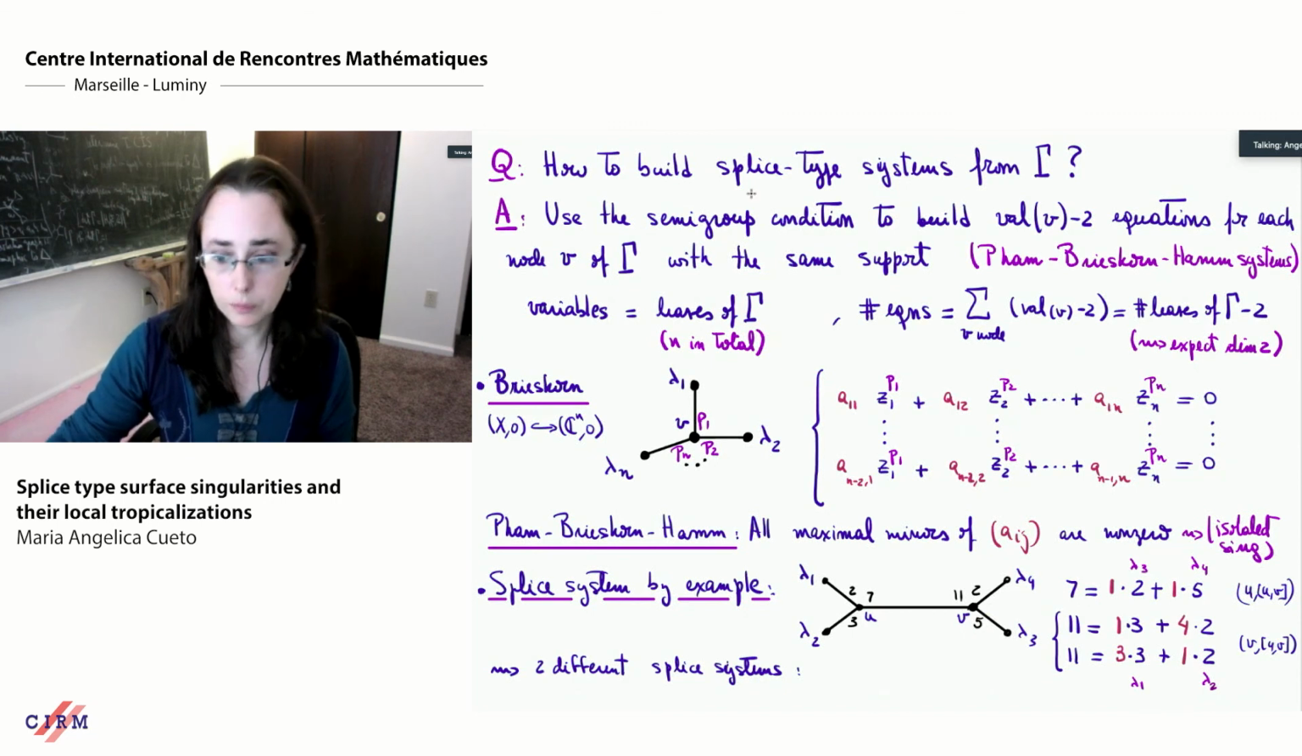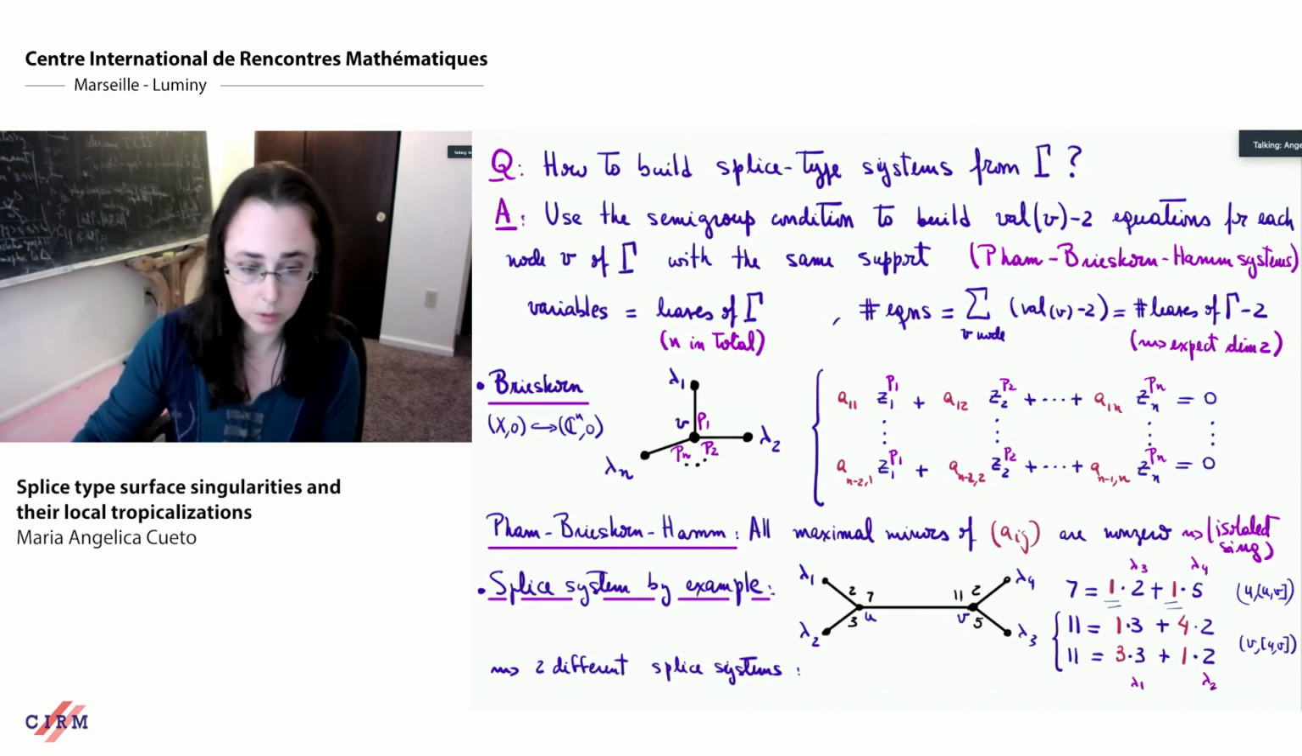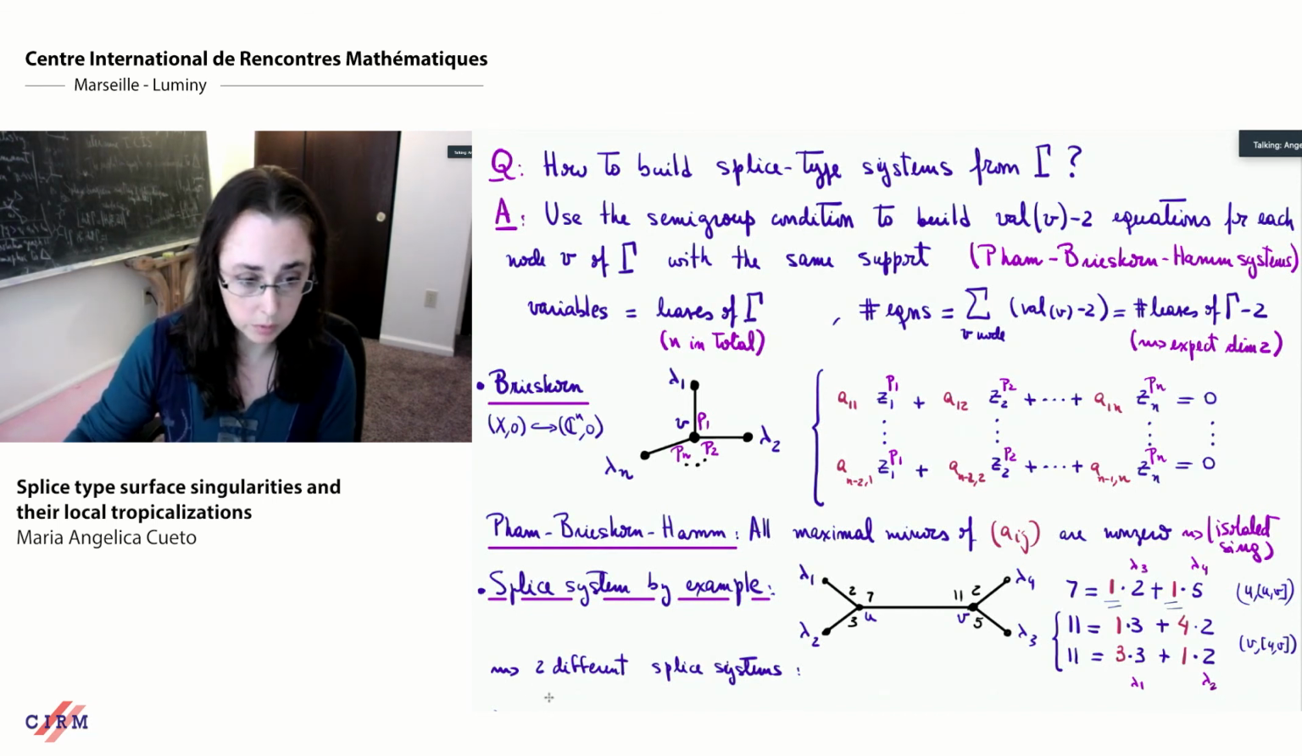And so in the Brieskorn case, I would just take the weight to be the exponent of my variable. So now what I'm going to do is use those scalars as the exponents of the corresponding variable. So in the first situation, I'm going to have one equation coming from my node u, because I have valency 3. And the equation, in this case, I'm going to choose coefficients to be 1.